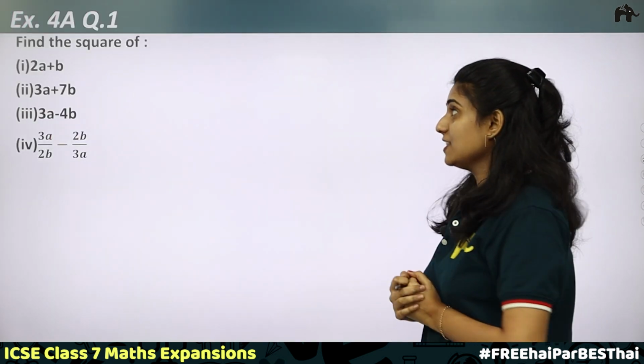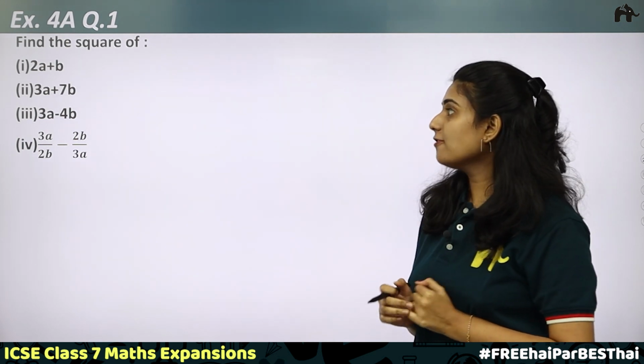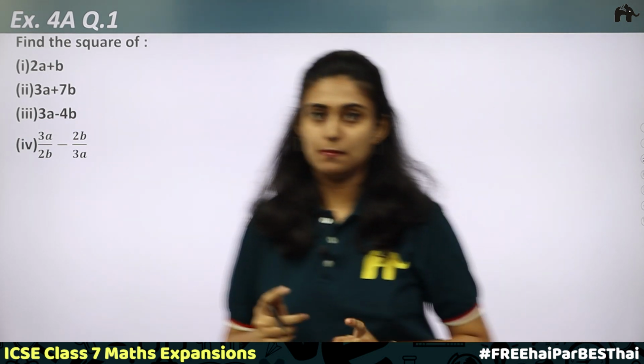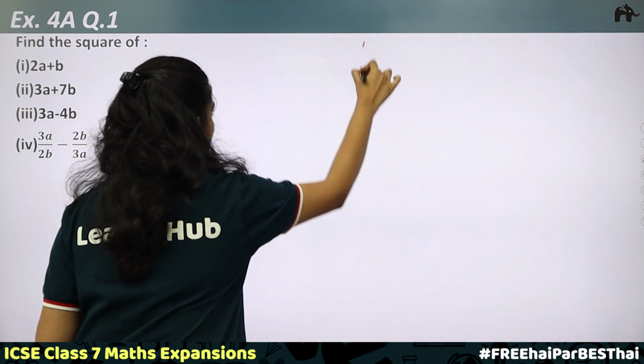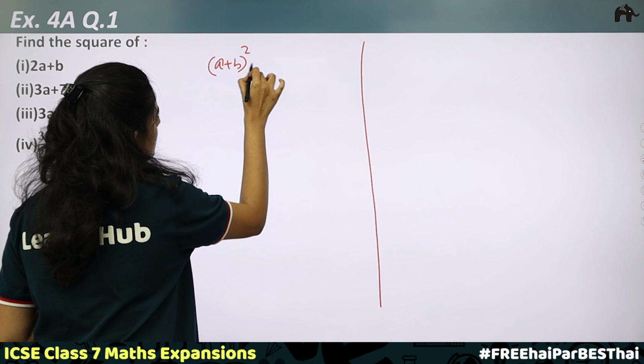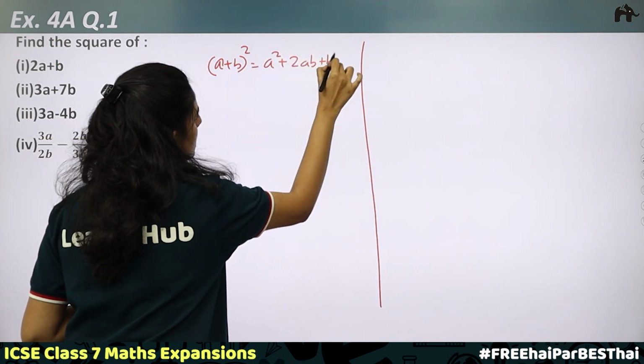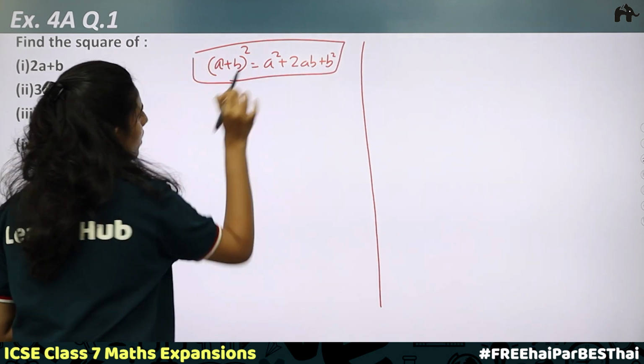Now, let us solve questions from exercise 4a. Question 1 of exercise 4a. Find the square of first one 2a plus b. So, what is the identity? We have a plus b whole square is equal to a square plus 2ab plus b square. So, using this identity, we are going to solve.